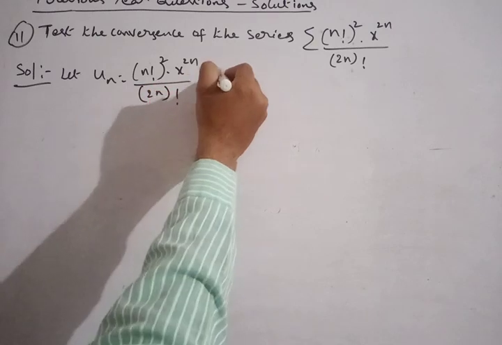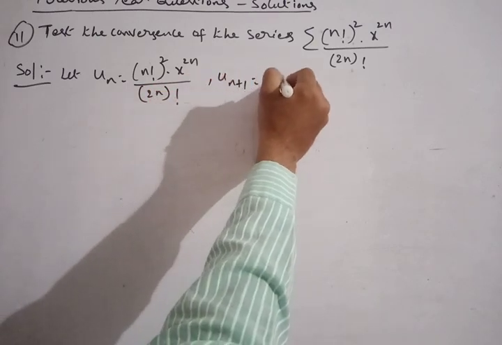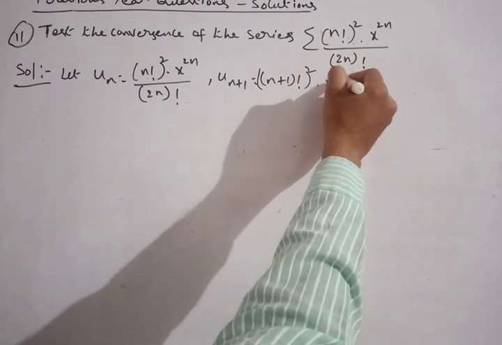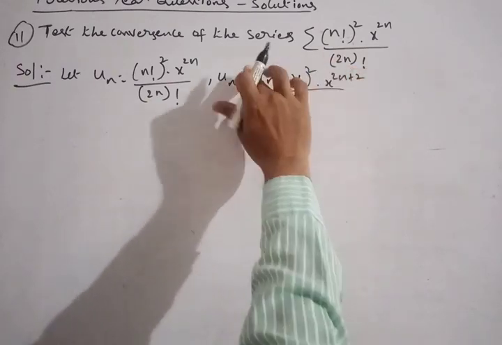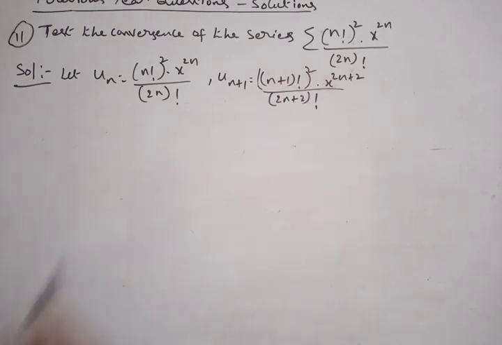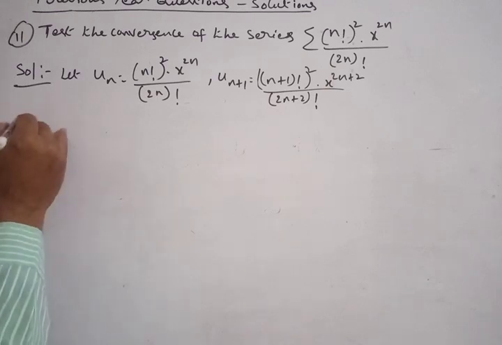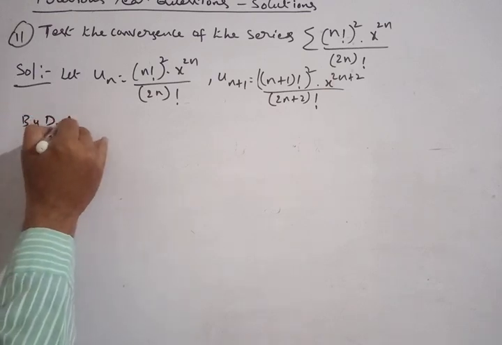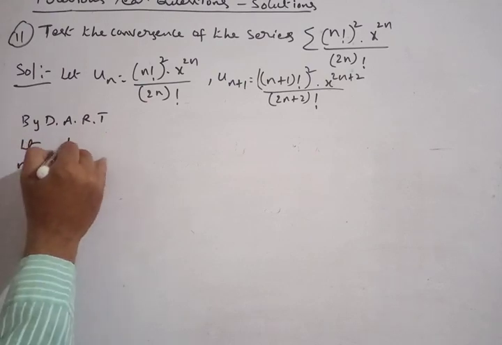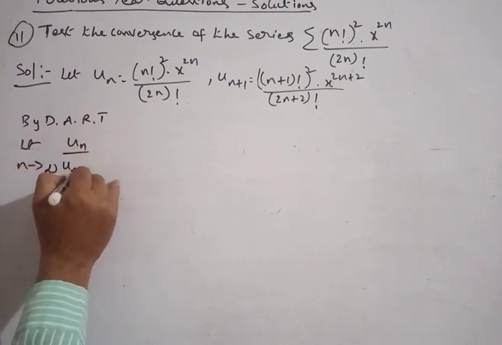Correct. So u_(n+1) you have to find out, no, what it becomes? ((n+1)!)^2 into x^(2n+2) by (2n+2)!. Right. This is u_(n+1). Now what we have to do? By D'Alembert's ratio test, limit n tends to infinity, u_n by u_(n+1) you have to find out, correct?